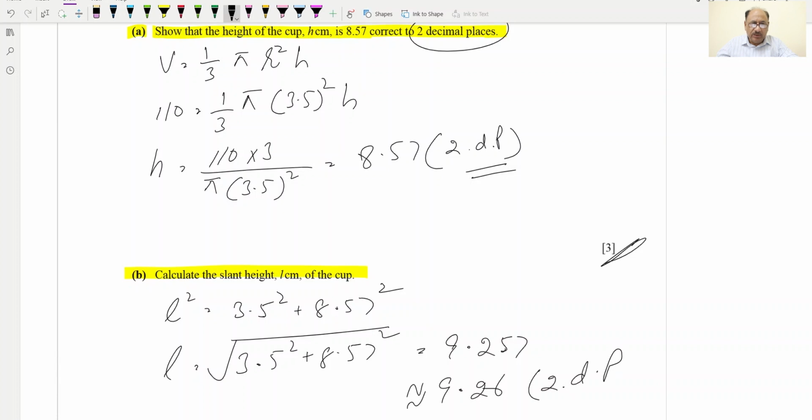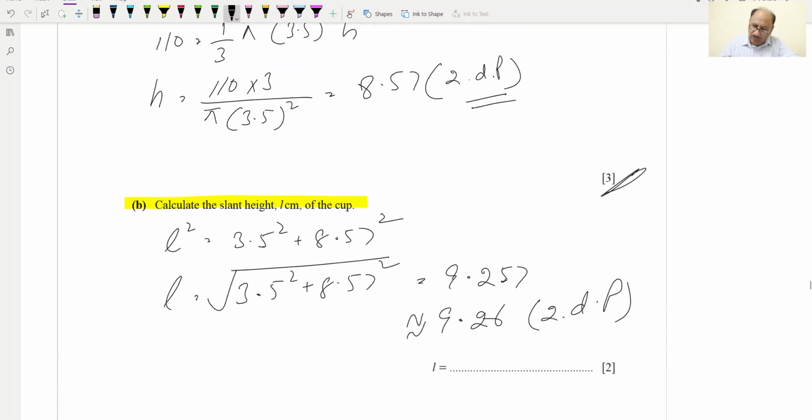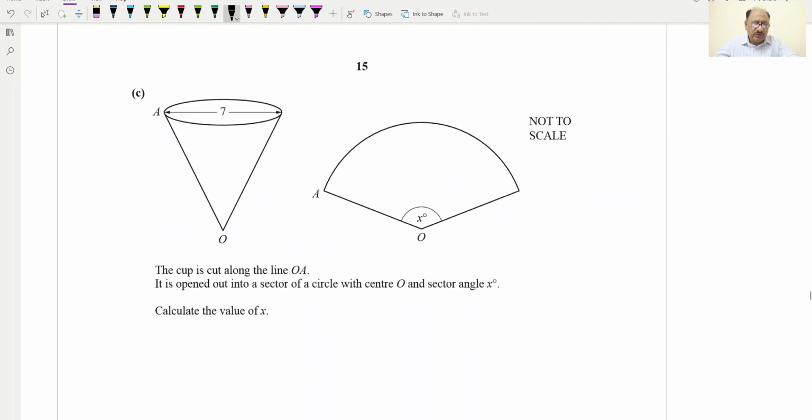This will be height, which we have done. So basically length, slanting length, or you can say slanting height, so 9.26 centimeters, 2-mark question, which we are done. Now C part, they are saying diagram is not to scale. The cup is cut along the line OA. Now which one is OA? This is our OA, and it is cut from here. So it means it is opened out into a sector of the circle with center O and sector angle x degree. Calculate the value of x.